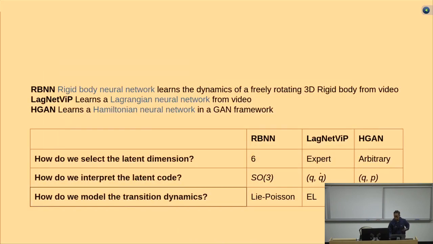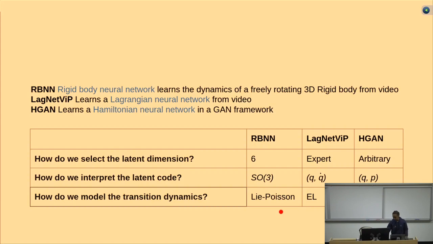This talk will cover three of our methods in this region of the space: RBNN, LogNet VIP, and HGAN. All these methods use Hamiltonian or Lagrangian formalisms to model the dynamics, but they have varying degrees of knowledge about the system that they're modeling. And these varying degrees of knowledge, we're measuring by these three questions. How do we select the latent dimension? How do we interpret that latent code? And how do we model the transition dynamics?